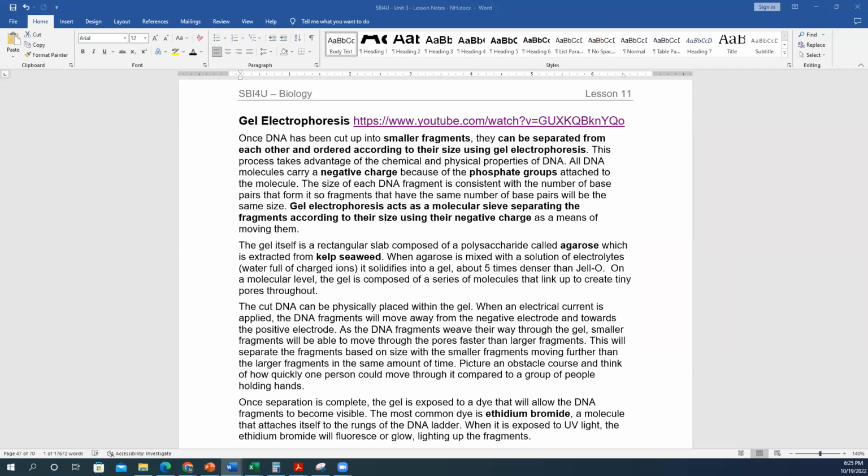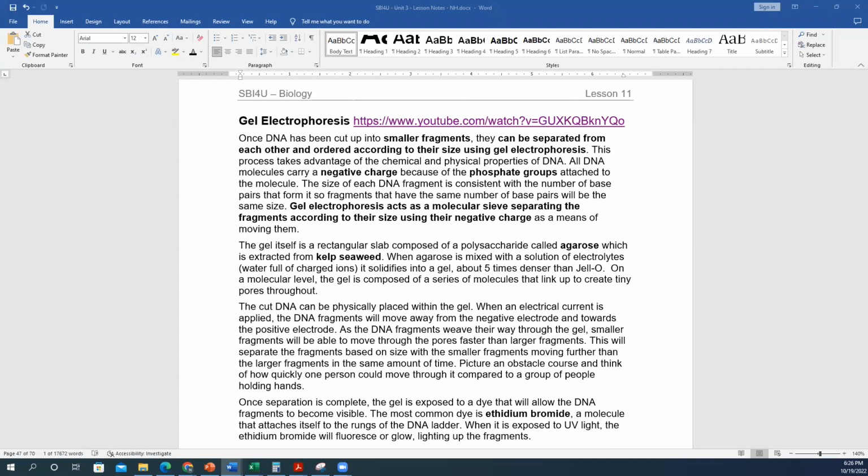And the way to do this is to take advantage of some of the chemical and physical properties of DNA, keeping in mind that the DNA molecule has an overall negative charge. And this is because of that sugar phosphate backbone, those phosphate groups that line the DNA backbone carry a negative charge, giving that DNA molecule an overall negative charge.